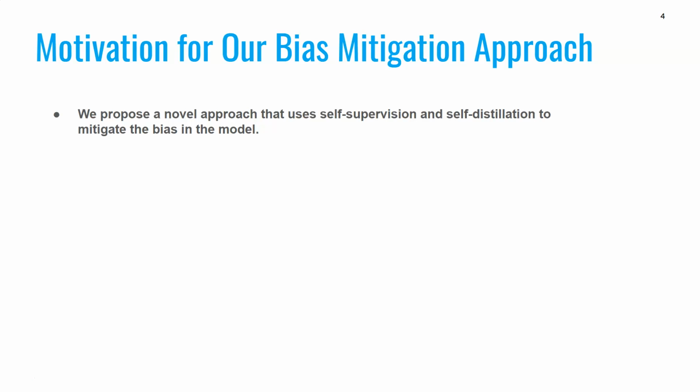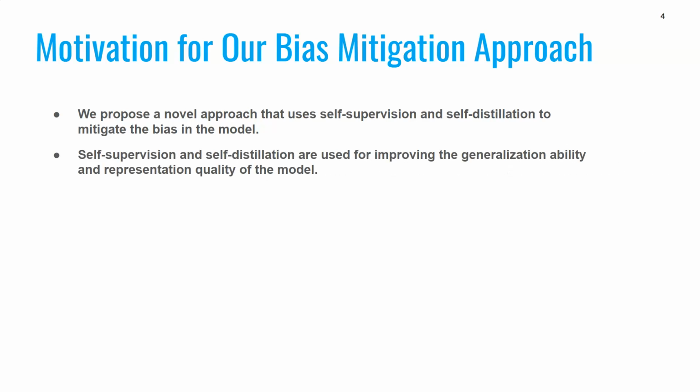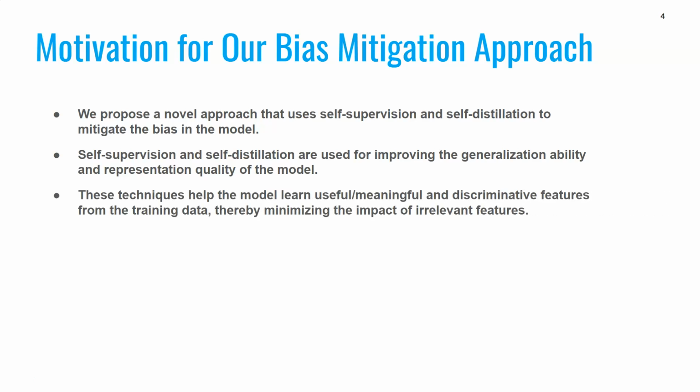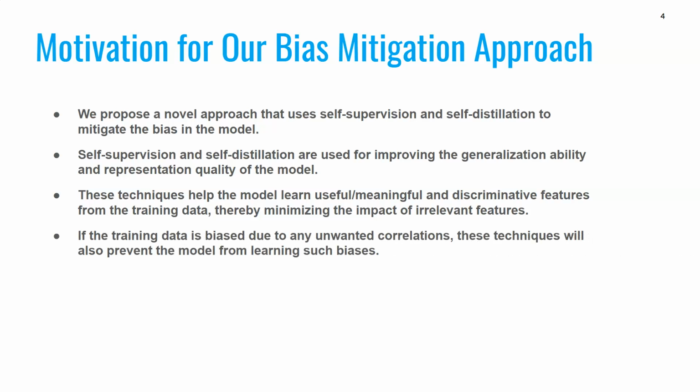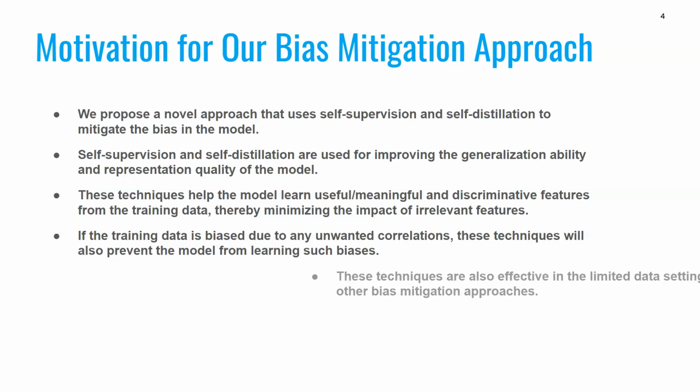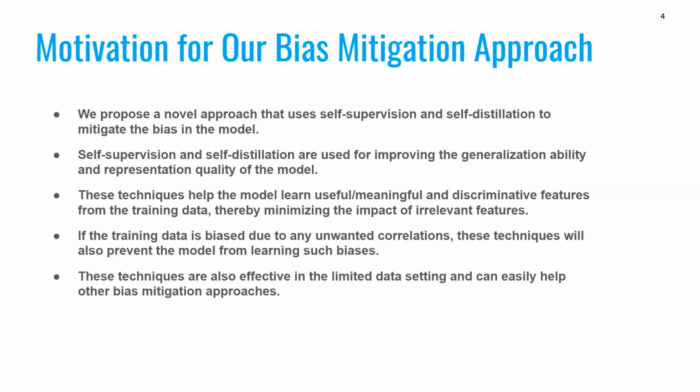We propose a novel approach that uses self-supervision and self-distillation to mitigate the bias present in the model. Self-supervision and self-distillation are used for improving the generalization ability and representational quality of the model. These techniques help the model to learn useful and discriminative features from the training data, thereby minimizing the impact of irrelevant features. If the training data is biased due to any unwanted correlations, these techniques will also prevent the model from learning such biases.